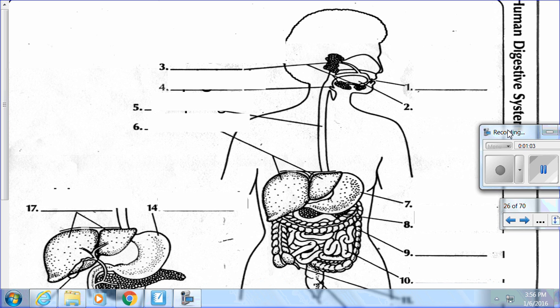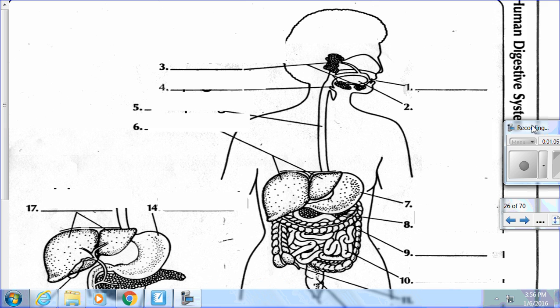In this unit, we're going to learn a little bit about the digestive system and some things that can affect us when they have some malfunctions. So get your sheet. If you don't have it right now, pause the video and go get it. And what we're going to do is label our diagram now.